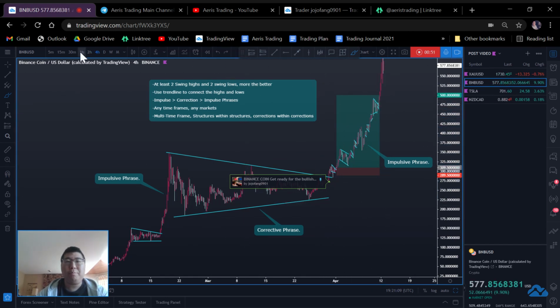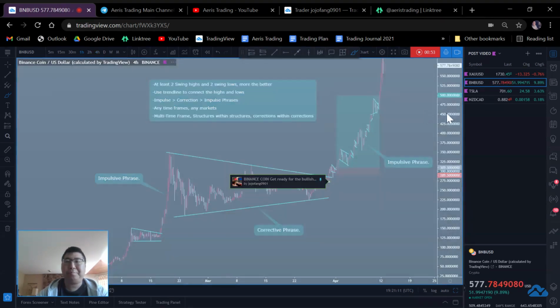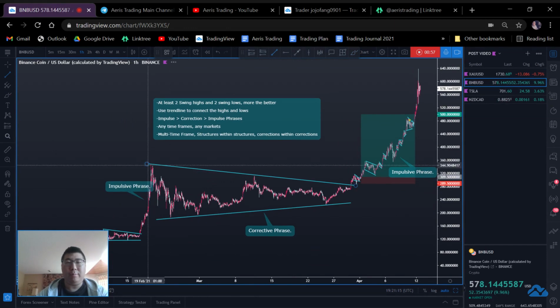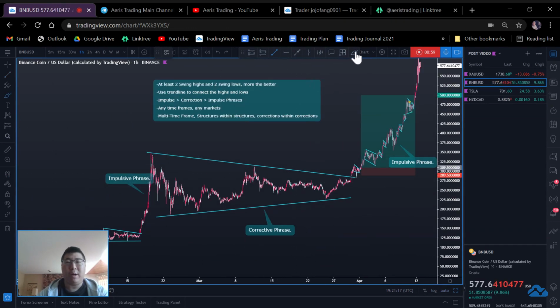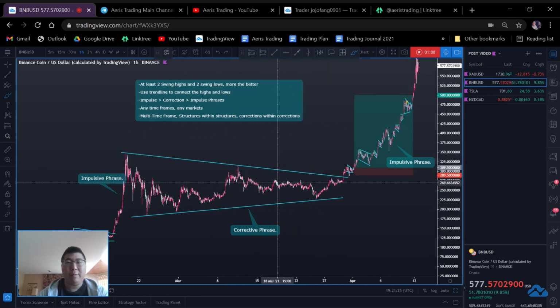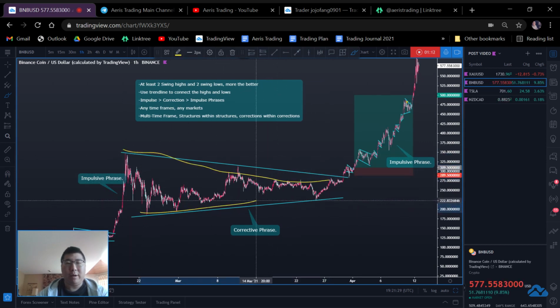So let's start with identifying a correction. Okay, so if you notice, I use the trend line to pretty much frame the correction. Other people may use trend lines as support and resistance, but I personally don't use the trend line that way. I use the trend line just to draw in where the correction is at, right?